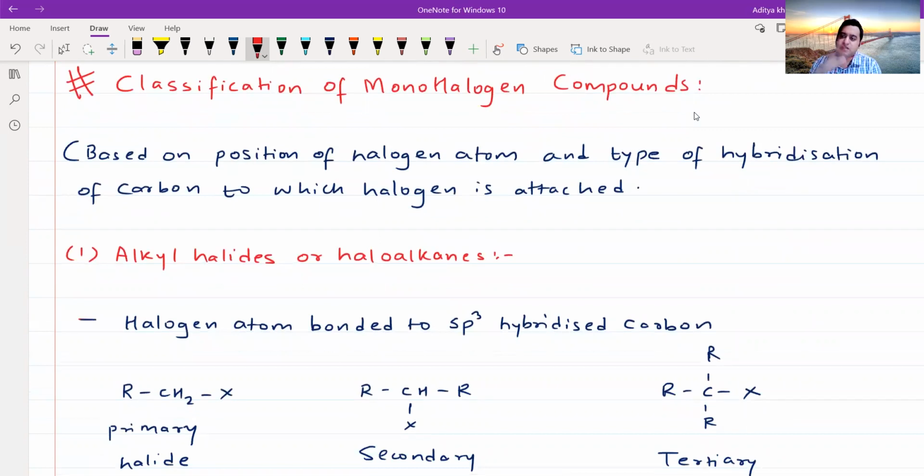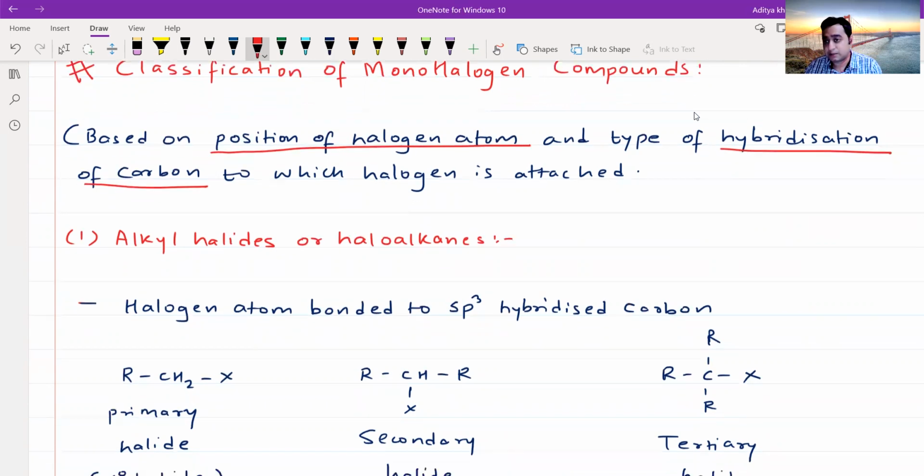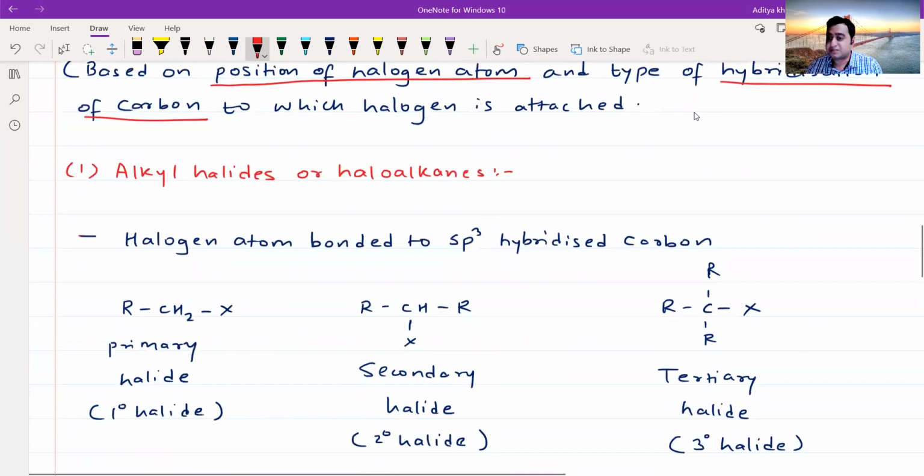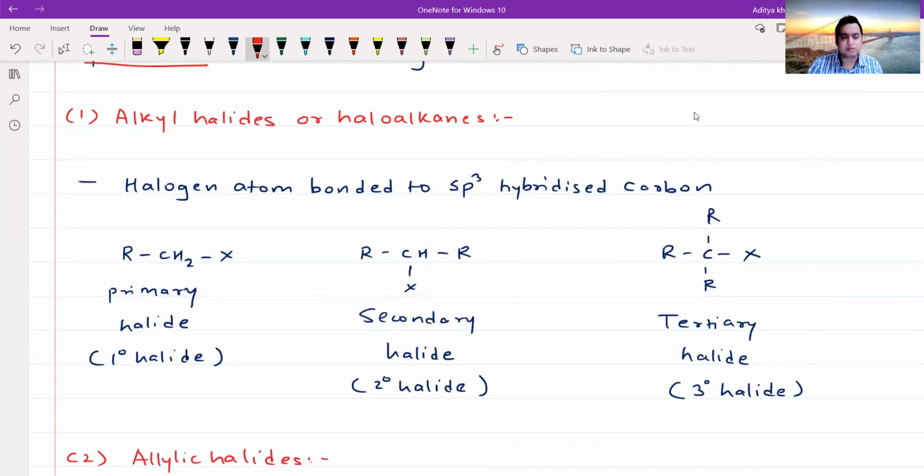Overall this classification has six types of monohalogen compounds, and all these are based on either the position of the halogen atom or the type of carbon, or you can say the hybridization of the carbon to which that halogen is attached. Remember that two things are important: position of the halogen atom and hybridization of the carbon to which our halogen atom is attached. I hope these two things are clear. You have to remember it very carefully. So let's go with the first one. The first one is alkyl halides or haloalkanes.